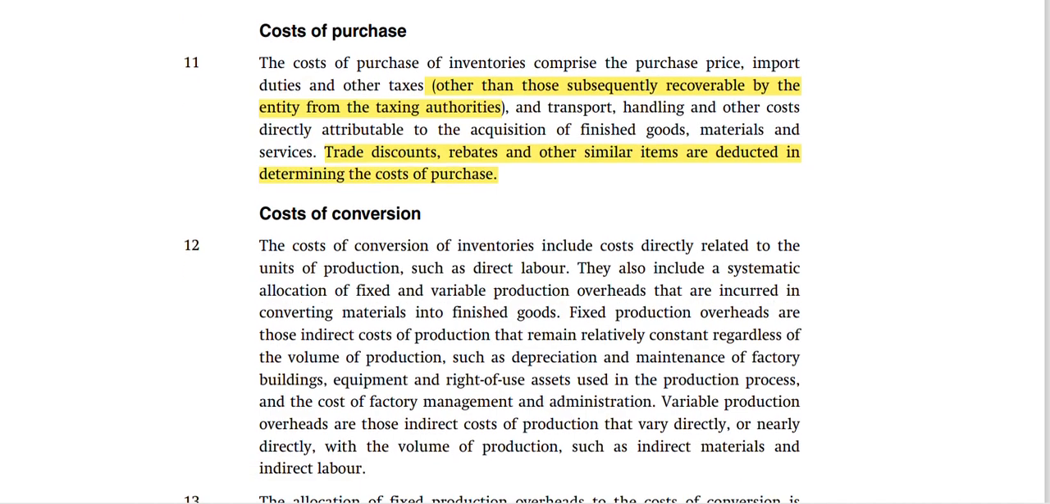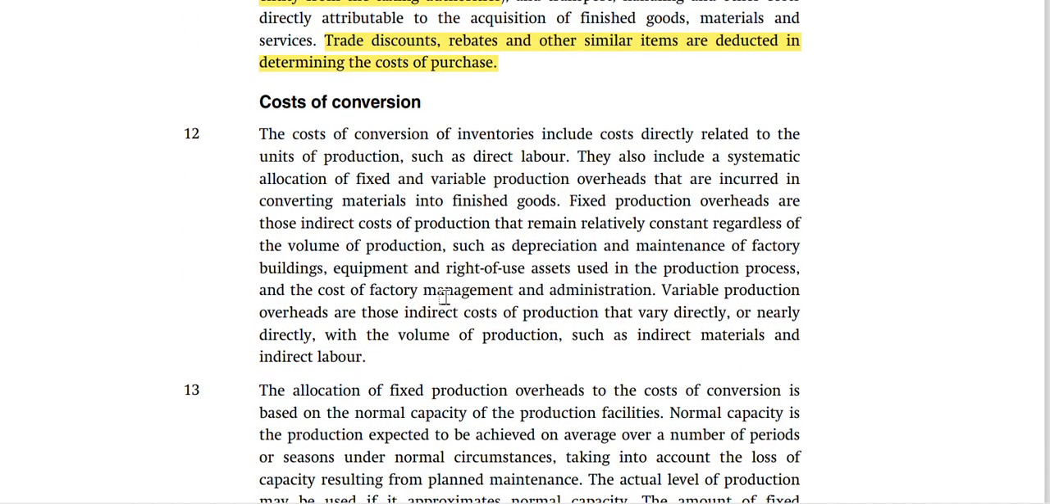And then we're going to look at the cost of conversion. What are the costs of conversion? The cost of conversion of inventory includes costs directly related to the units of production, such as direct labor. They also include the systematic allocation of fixed and variable production overheads that are incurred in converting material into finished goods. Fixed production overheads are those indirect costs of production that remain relatively constant regardless of the volume of production, such as depreciation and maintenance of factory buildings, equipment and right-of-use assets used in the production process, and the cost of factory management and administration.